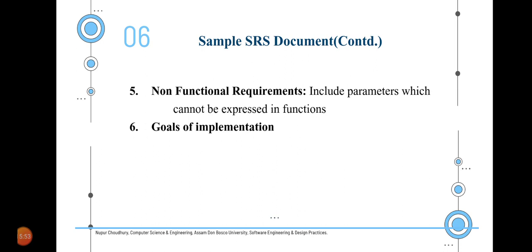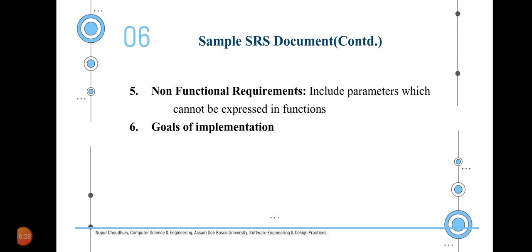The fifth point is already mentioned. It consists of non-functional requirements, which include parameters that cannot be expressed in functions. For example, what is the performance of the system, what is the performance of the algorithm, the space complexity, the robustness, the network dependency, etc. So all those will be mentioned in the non-functional requirements. So the non-functional requirement category will take care of all the parameters which cannot be expressed as functions or cannot be expressed in input, process and output form.